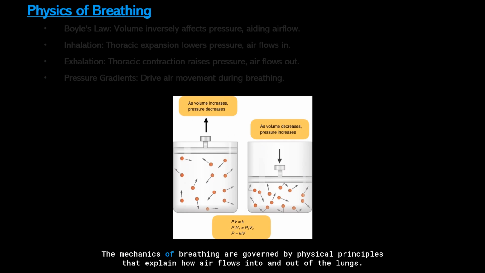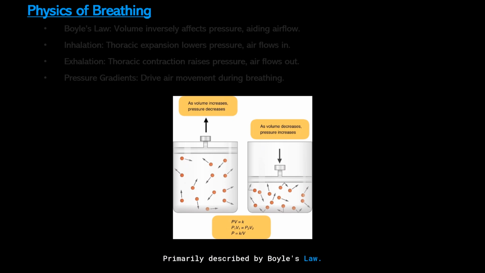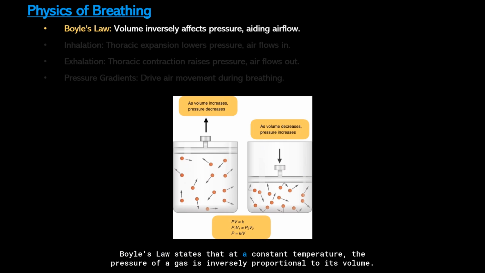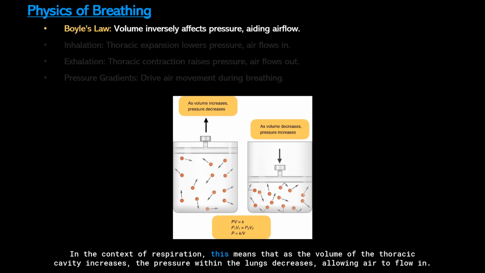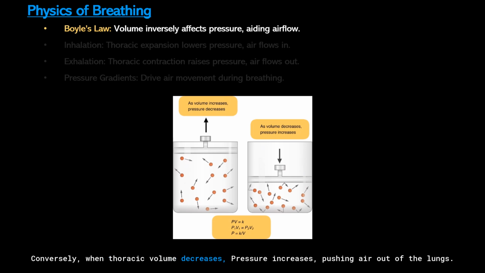The mechanics of breathing are governed by physical principles that explain how air flows into and out of the lungs. These principles are based on the relationship between pressure and volume within the thoracic cavity, primarily described by Boyle's law. Boyle's law states that at a constant temperature, the pressure of a gas is inversely proportional to its volume. In the context of respiration, this means that as the volume of the thoracic cavity increases, the pressure within the lungs decreases, allowing air to flow in. Conversely, when thoracic volume decreases, pressure increases, pushing air out of the lungs.